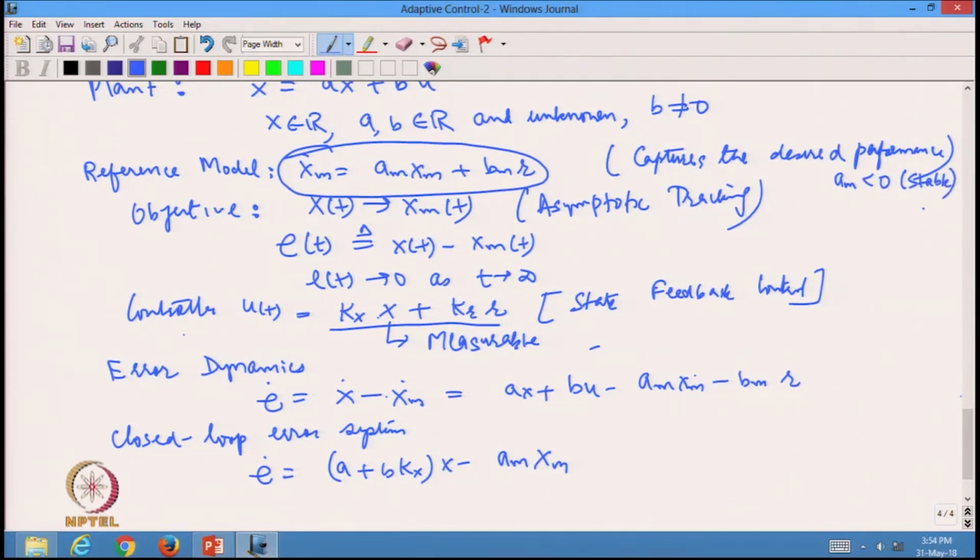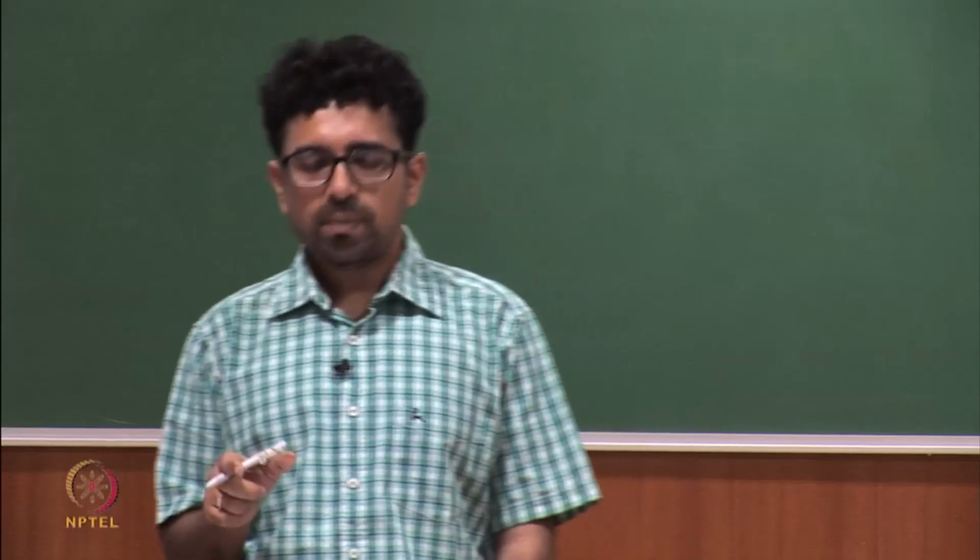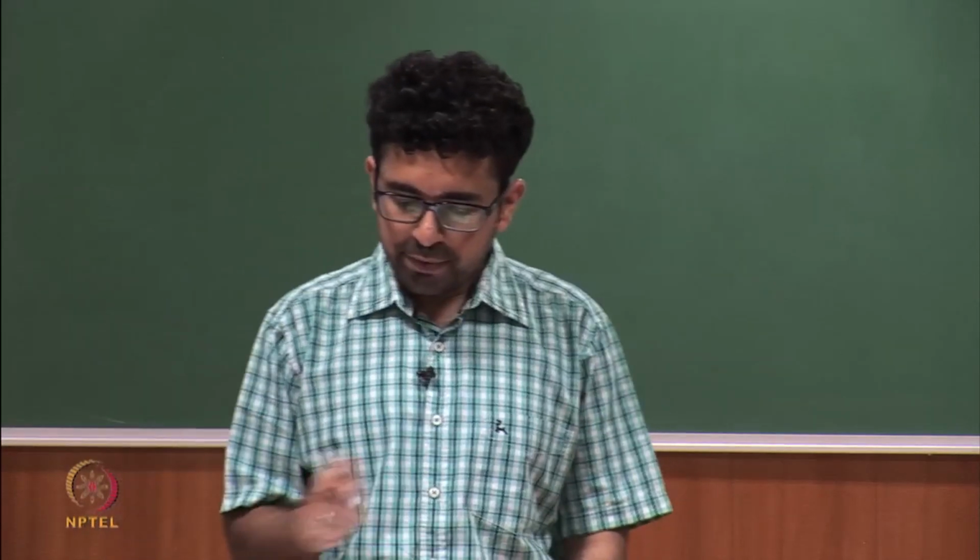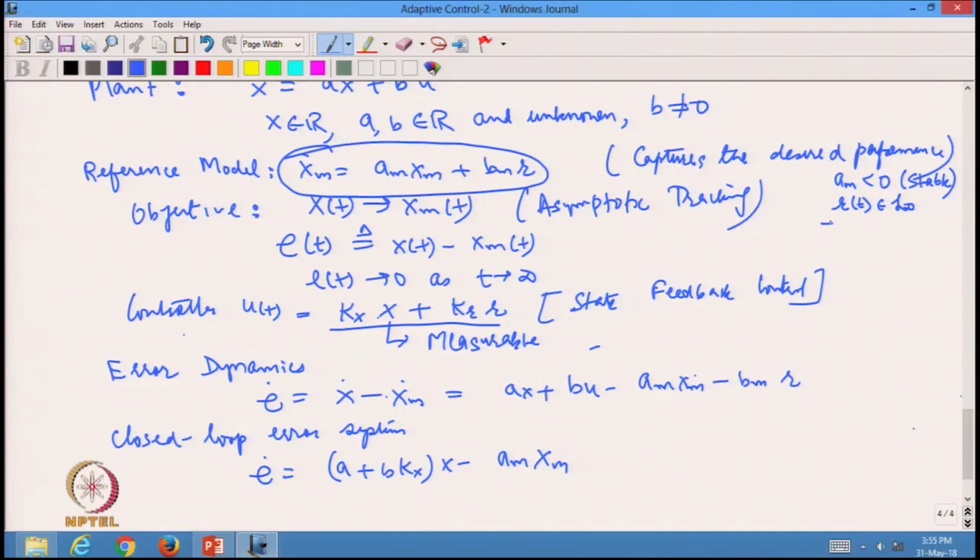Okay. And another requirement is for the reference signal r of t to be bounded. So, we do not want that the reference model should have inputs which are unbounded, they should have bounded inputs, and since the reference model is also considered to be stable, the output of this reference model xm of t will also be bounded. So, these are some requirements for the reference model.